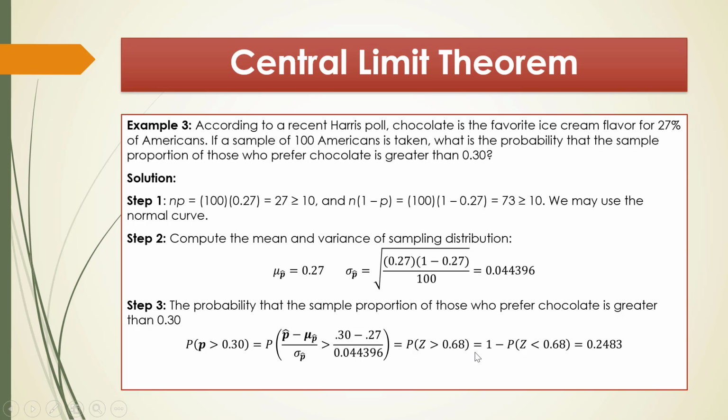To use table A2, we have to use the complement rule. So this is equal to 1 subtract the probability that Z is less than 0.68. We use table A2 to find the area to the left of 0.68, then subtract from 1 to get the area to the right of 0.68. And this is how the curve looks. We find the area to the right of 0.30, whose Z-score is 0.68.